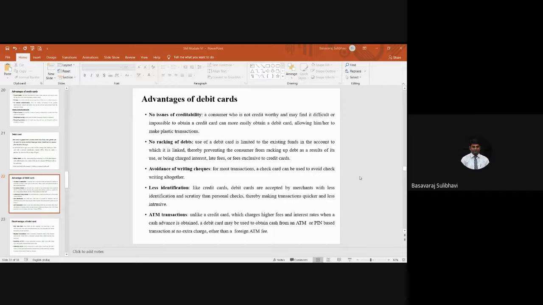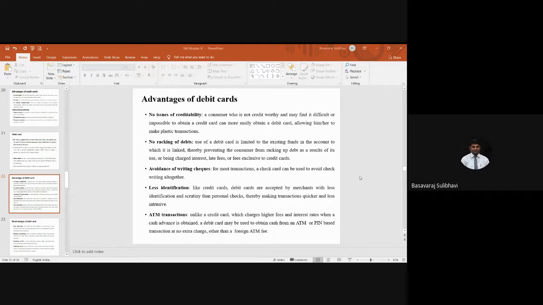Some charges per year those people are going to take from the account holders or card holders. Then avoidance of writing checks. No more transactions. A check card can be used to avoid check writing. Let's say it's a debit card, which can be used to avoid these checks writing together. Immediate cash can be transferred.